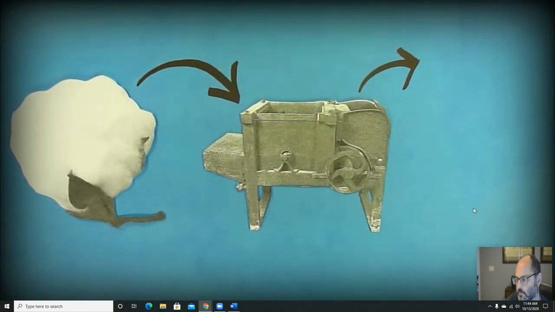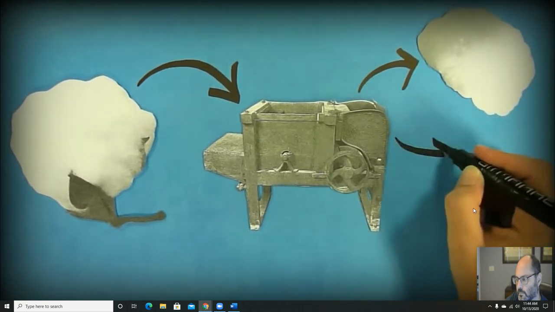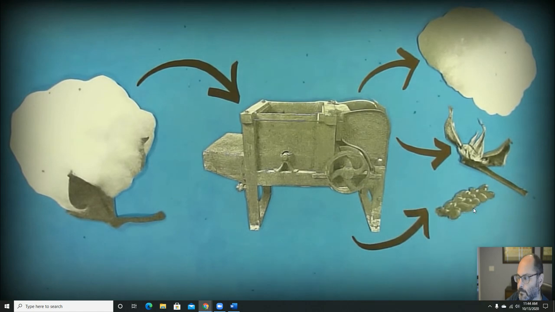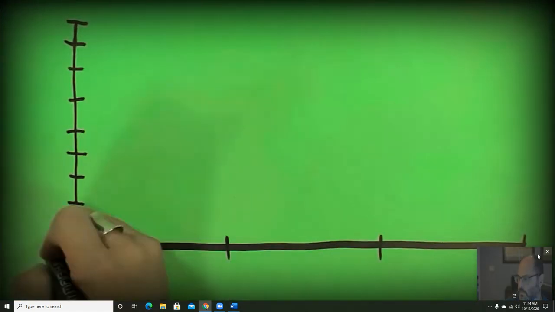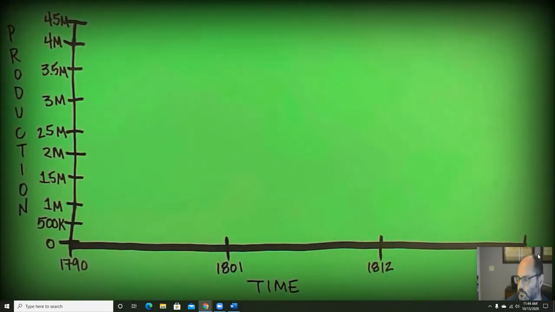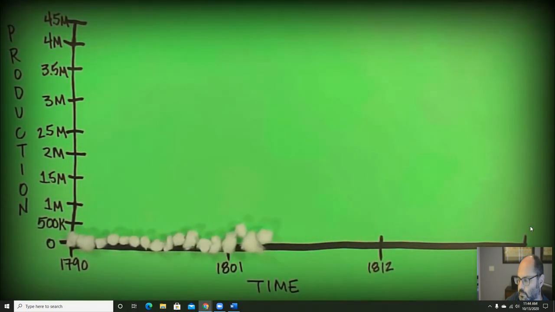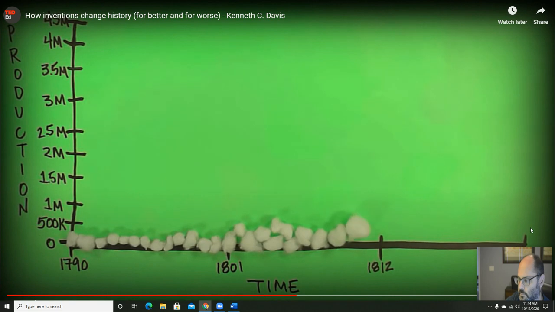With it, a single worker could eventually clean from 300 to 1,000 pounds of cotton a day. In 1790, about 3,000 bales of cotton were produced in America each year. A bale was equal to about 500 pounds. By 1801, with the spread of the cotton gin, cotton production grew to 100,000 bales a year. After the disruptions of the War of 1812, production reached 400,000 bales a year.